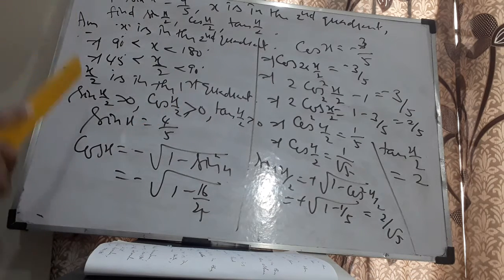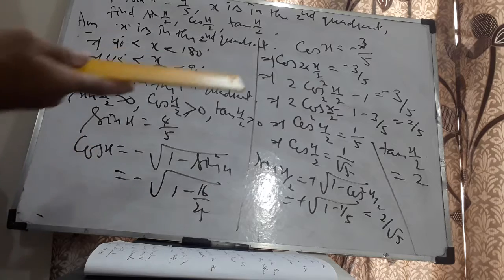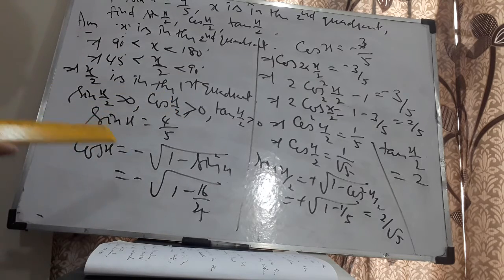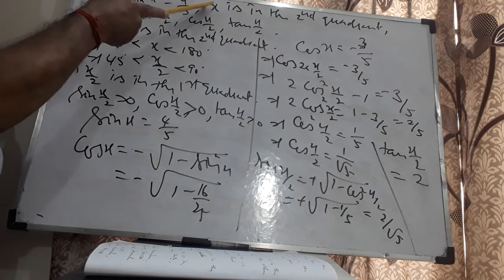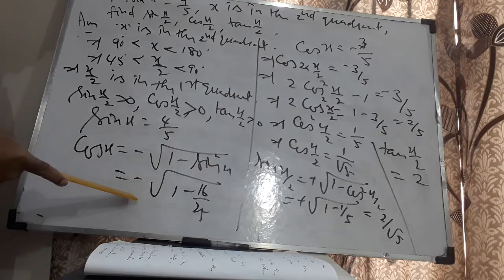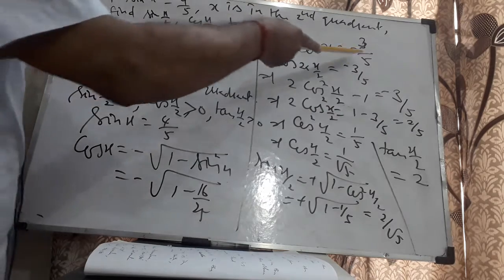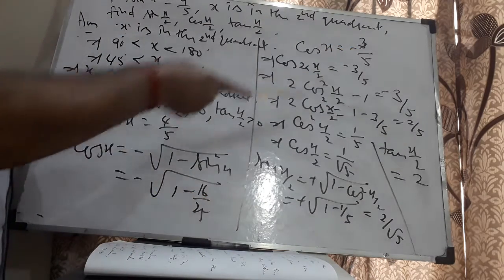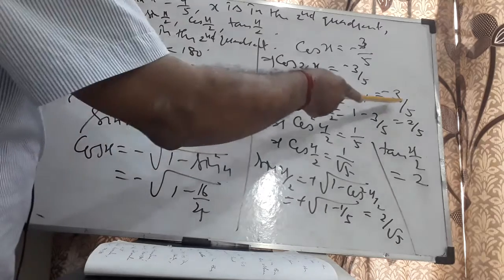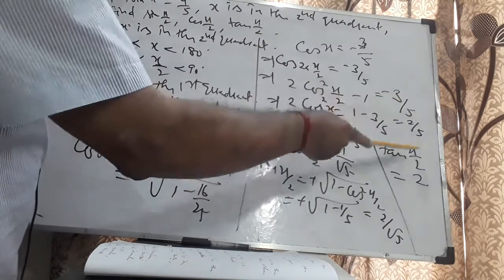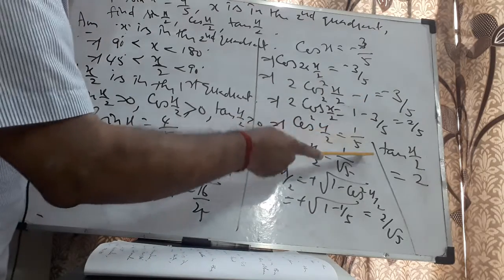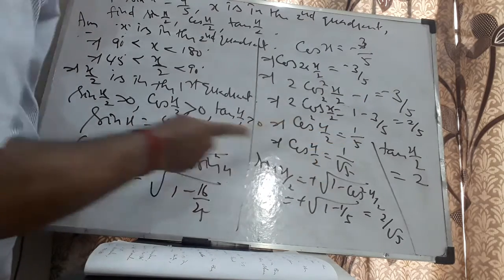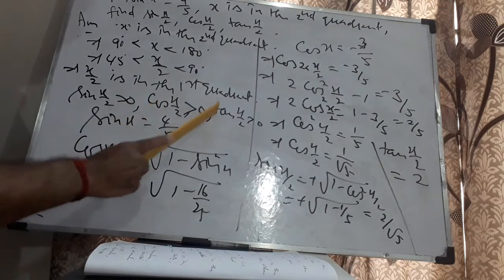I'll try to get cos x here, then proceed as we did in the previous problem. It is always easier. Cos x, I take it as a negative square root here because x, being an angle in the second quadrant, has cos x negative, which gets reduced to minus 3 by 5. Now 2 cos square x by 2 minus 1 is minus 3 by 5. 1 minus 3 by 5 becomes 2 by 5. 2 gets cancelled, cos square x by 2 is 1 by 5. Cos x by 2, I take the positive square root because it is positive.